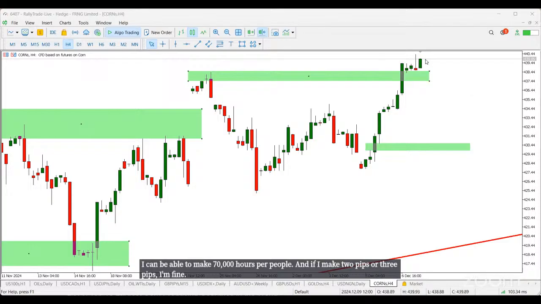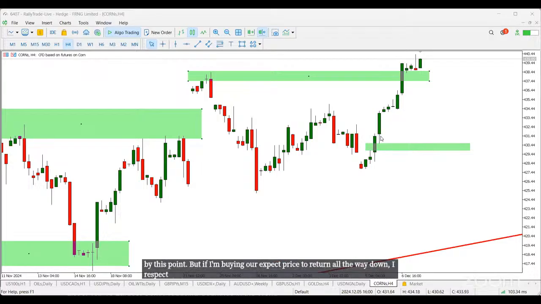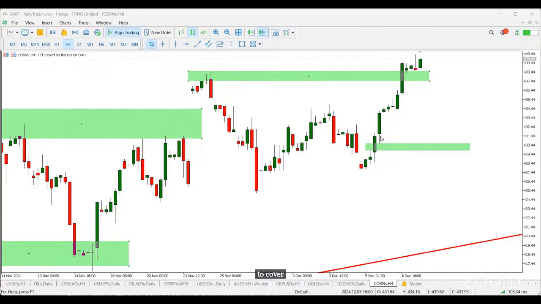You understand? So what I will do, considering we have an inverted hammer here to show a bearish reversal, is not advise a buy at this point. But if I'm buying, I will expect price to return all the way down to cover some of these other blocks, and then I can take advantage of that buy.